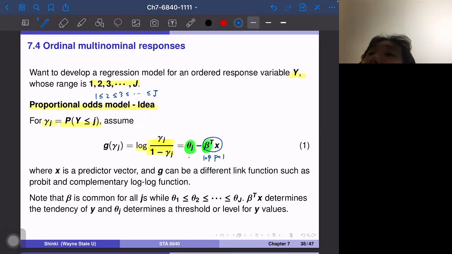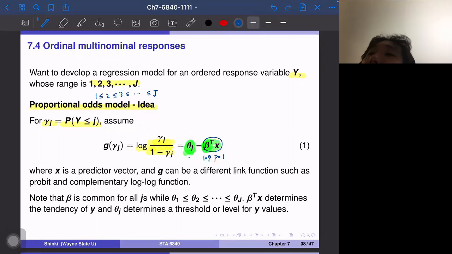Then what is theta j? Theta j basically gives some threshold between those 4 categories: the threshold between 1 and 2, and 2 and 3, and 3 and 4. So overall, beta transposed x controls the overall level of y, but the threshold is determined by theta j. So that is the idea.